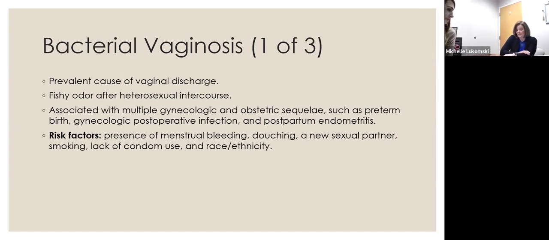And certainly the menstrual bleeding. We encourage our patients not to douche because that changes the pH and puts them at risk for that. A new sexual partner, I know I'm reading this off, but that is the truth on that one. Some women, even though it's not sexually transmitted, it's sexually associated. And with that new partner in their life, that can change the pH as well. Smoking, the lack of condom use, and we see that as well.